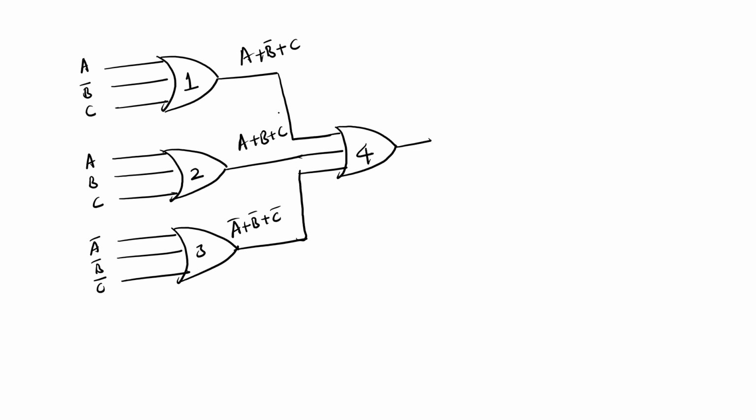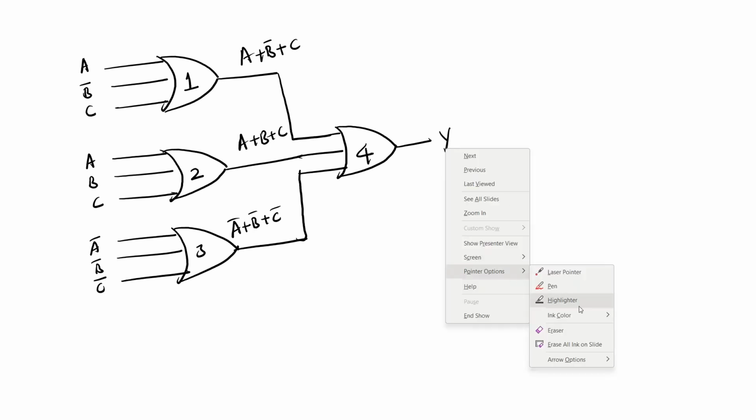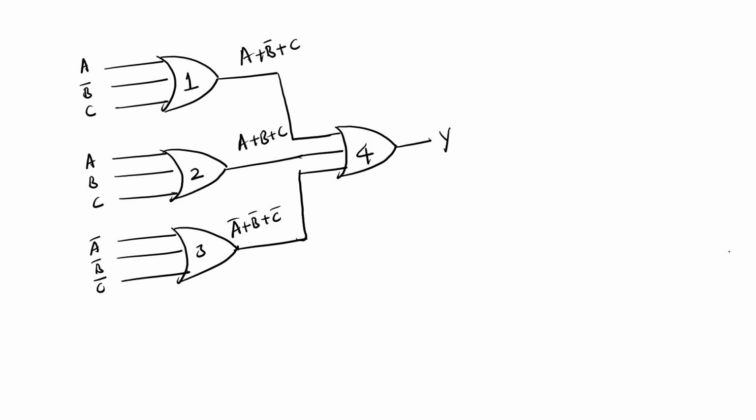Okay, so here if you see, I want to find out the redundant gate. So here I am checking from the starting of the gate. A is repeated here. B bar is repeated here. And C is repeated. All the three terms are repeated in the first gate. So this is the redundant gate.